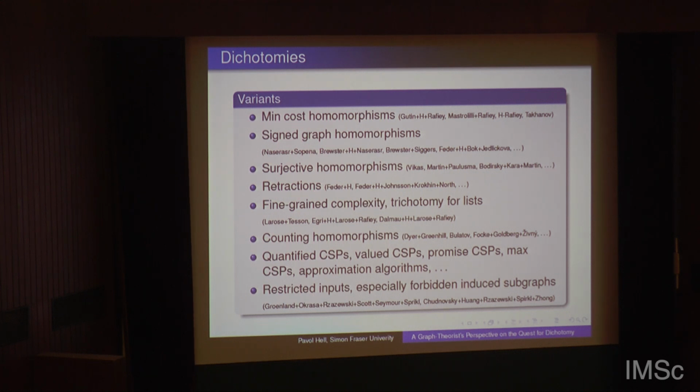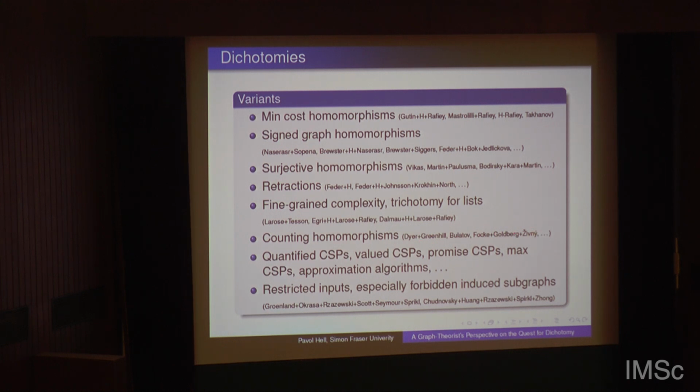Similar for retractions. Much has been accomplished for list homomorphisms where we refine the complexity. Those that are polynomial, we divide into those that are solvable in log space or log space complete. And so there are trichotomy results. There is a lot of work about counting homomorphisms, Dyer and Greenhill.